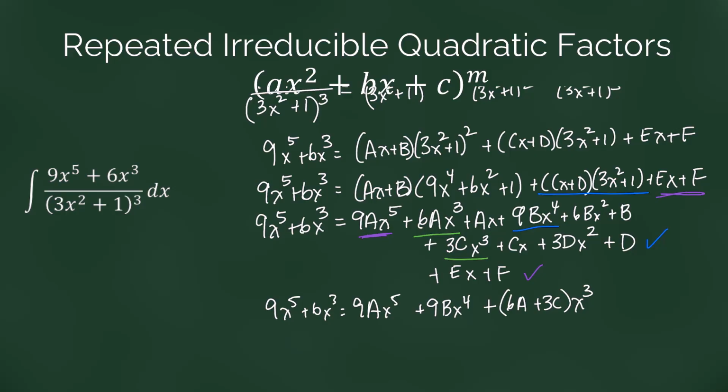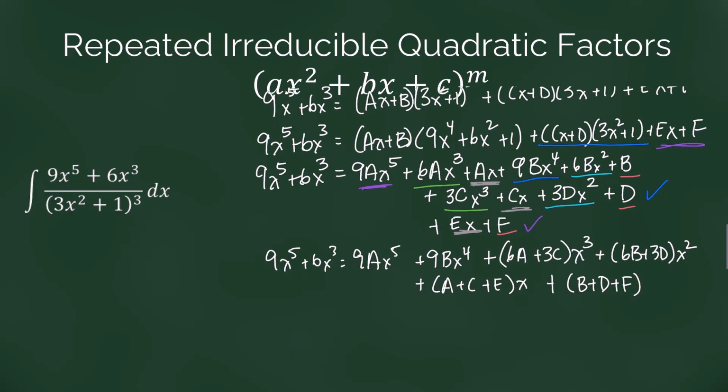Looking for squared terms now. We've got a 6bx squared, a 3dx squared. So that's going to give us 6b plus 3d x squared. And then in terms of x's, I'm running out of colors here. We've got an ax, a cx, and an ex, which gives a plus c plus e times x. And then we've got a b, a d, and an f for our constants, so we'll put those together.